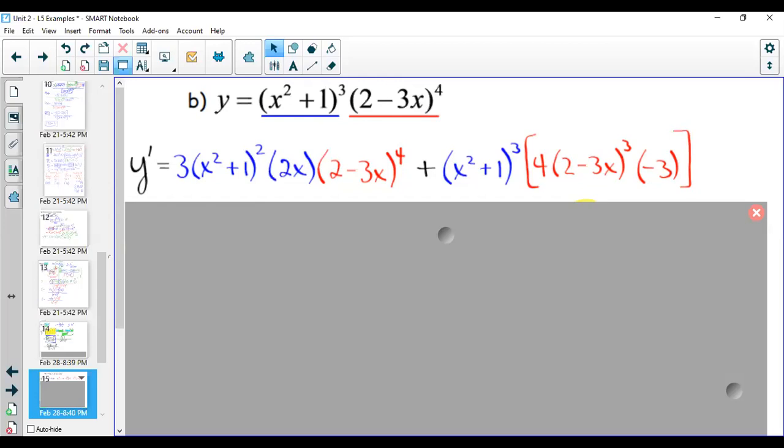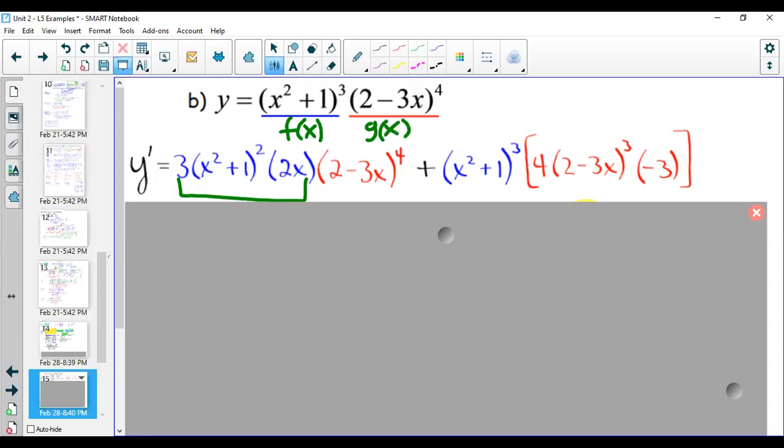Okay, so when I look at this, and in your notes, it'll appear in color in blue. This is the whole derivative of x squared plus 1 to the power of 3, incorporating the chain rule. And then we multiply that by the original second function, 2 minus 3x. I could call this one f of x, and this one g of x to make my life easier.